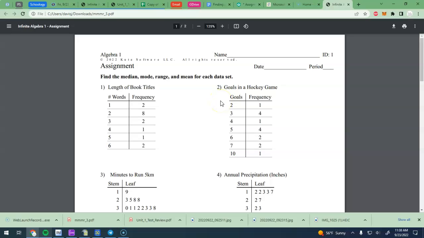So this is mean, median, mode, range, all this stuff again, but from a different starting point.